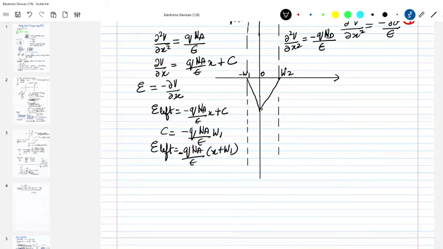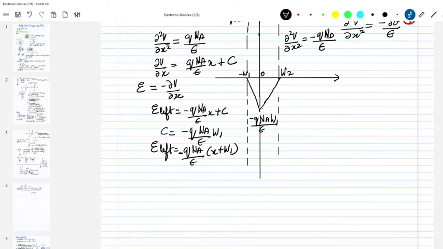Now let's substitute. If x is equal to minus W1, then E left equals 0, and at x equal to 0, E max would be, from the left hand side, equal to minus qN_A over epsilon times (x plus W1). So x is 0, so it will be W1. Correct? Now let's look at the right hand side.